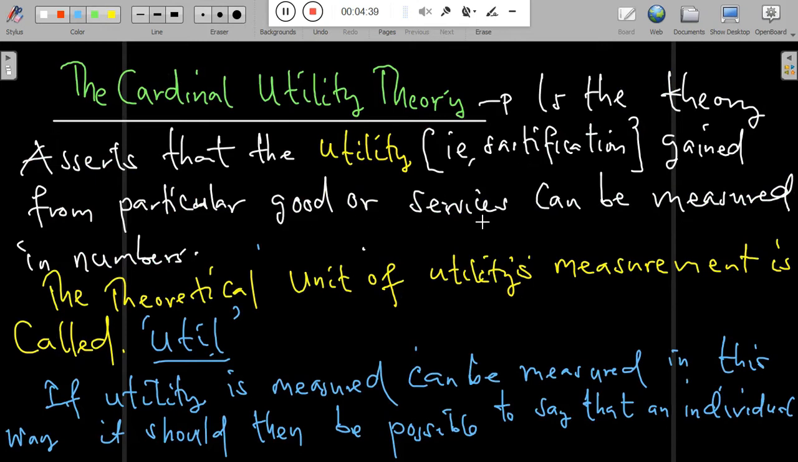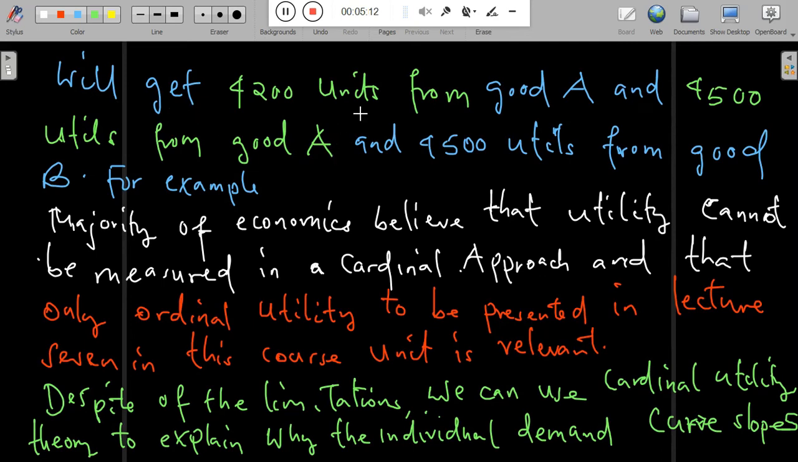By the way, what is cardinal utility theory? This theory accepts that the utility gained from particular goods or services can be measured in numbers. The theoretical unit of utility measurement is called the util, and if utility can be measured in this way, it should then be possible to understand the concept of utility.